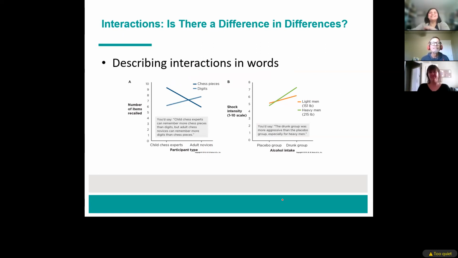And this is what you already did. Child chess experts can remember more chess pieces than digits, but adult chess novices can remember more digits than chess pieces. So this is putting both of the comparisons together.